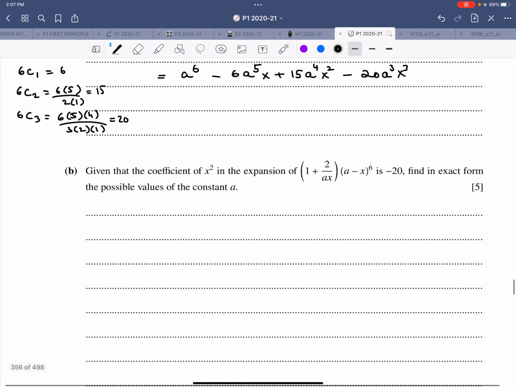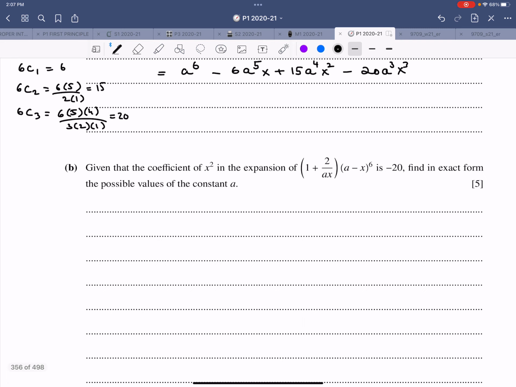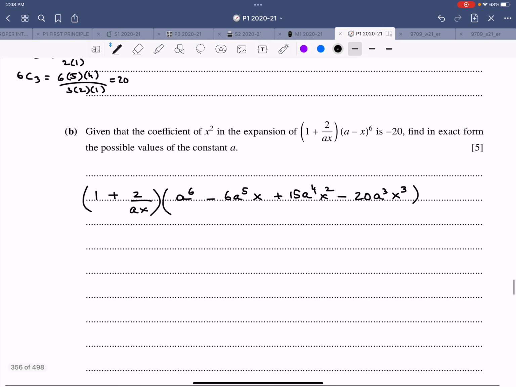Now it says, given that the coefficient of x square in this expansion is such and such. So (1 plus 2 over ax) multiplied by this thing is minus 20, the coefficient of x square. So write all of them: a to the 6, minus 6a to the 5 x, this is 15a to the 4 x square, this is negative 20a cube x cube. And now I'm interested in the coefficient of x square.